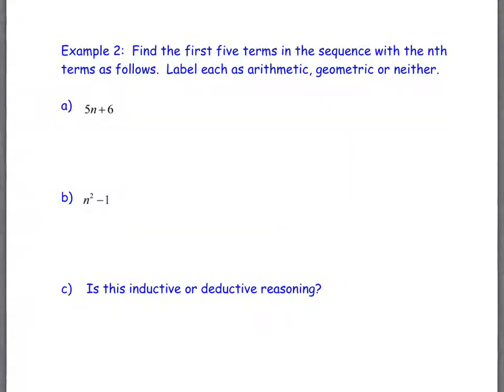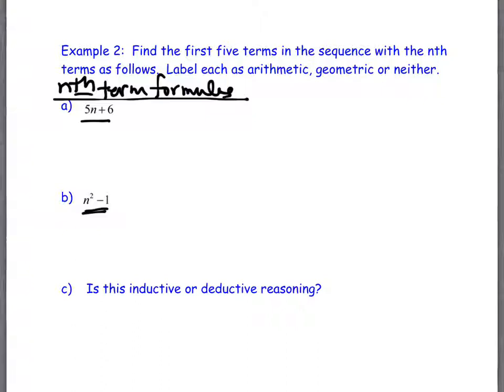Next one, example 2, says that it wants us to find the first 5 terms in the sequence with the nth terms as follows. So these are our nth term formulas. So we are being given the nth term that we worked so hard in the last examples to find, right? We're actually given that part of it this time and we're asked to create the sequence. Okay? So if we've got the general term or the nth term 5n plus 6, we can find the first term by doing what?